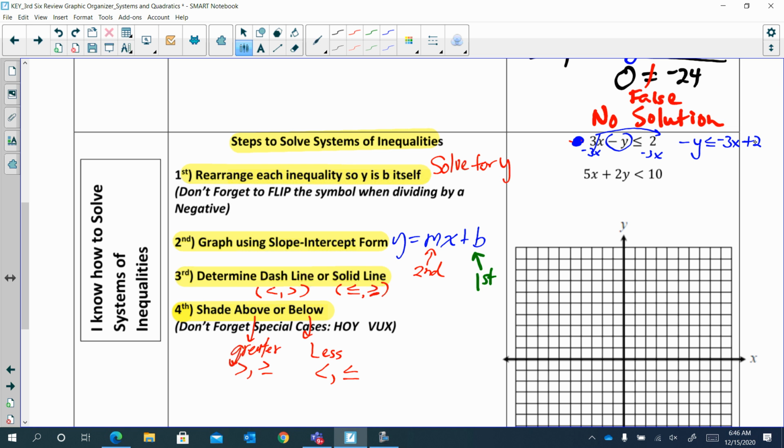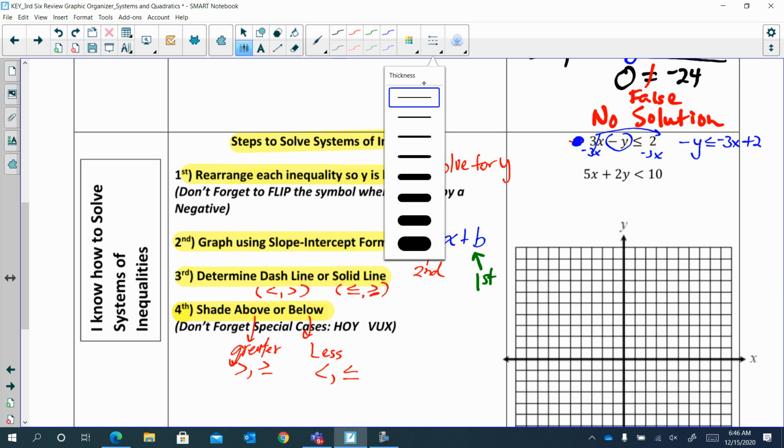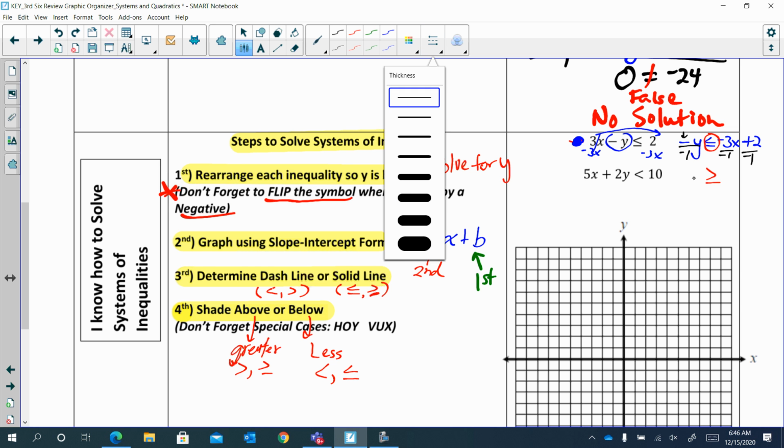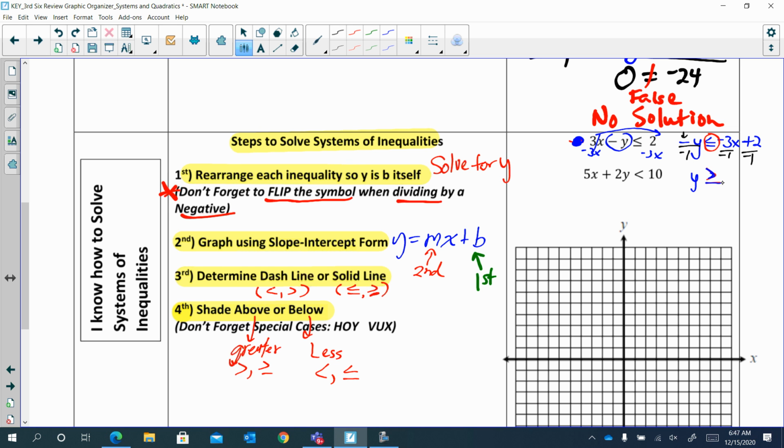When we solve our inequality, we can't have a negative variable. So we have to get rid of this negative by multiplying or dividing by negative. This is where I was saying don't forget to flip the symbol when dividing by a negative. Because we're dividing everything by negative, less than or equal to now needs to be greater than or equal to. So y is greater than or equal to 3x minus 2. This is what we're graphing.